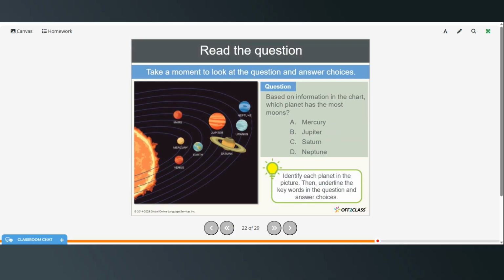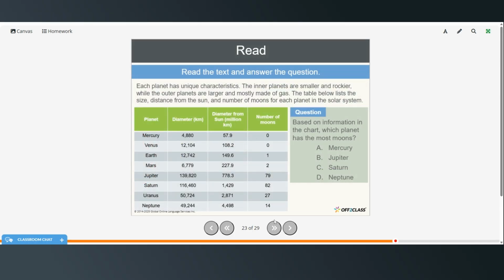Now take a moment to look at the question and the answer choices. One tip is to identify each planet in the picture, then underline the keywords in the question and the answer choices. Now read the text and answer the question.